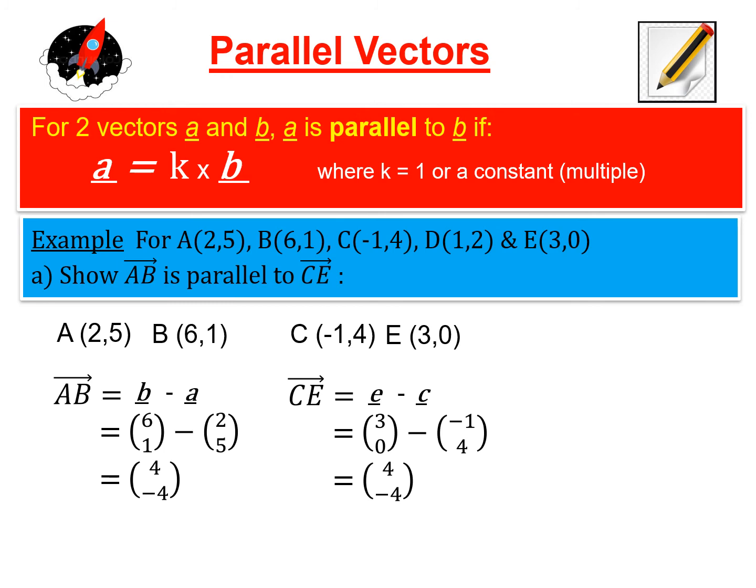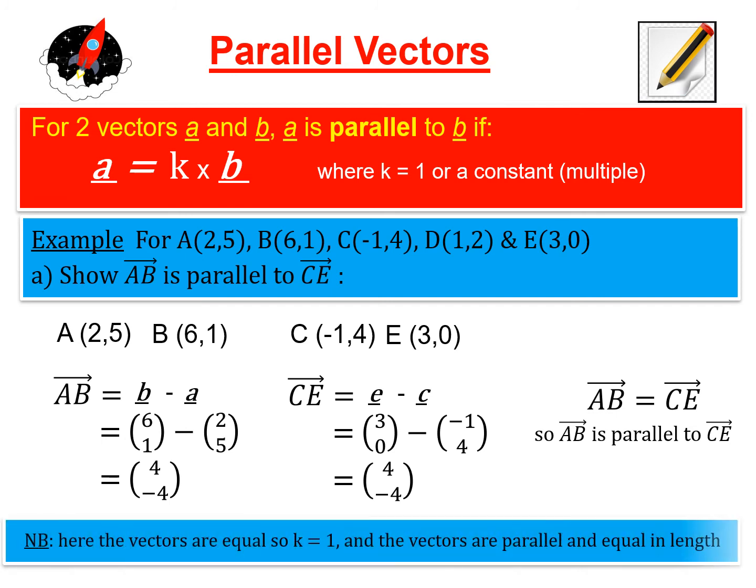So you notice here that both the vectors are the same. So we would say here that AB is equal to CE, so therefore AB is parallel to CE. So if you notice here, the vectors are equal, so in this case that means K is equal to 1, because we know if we multiply anything by 1 we just get the same thing.